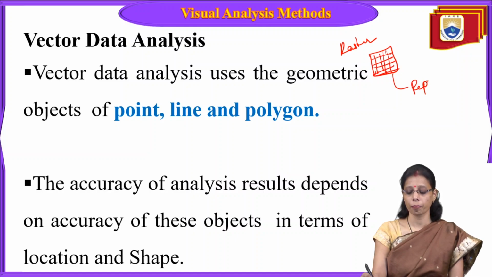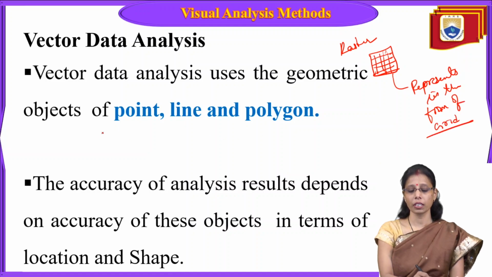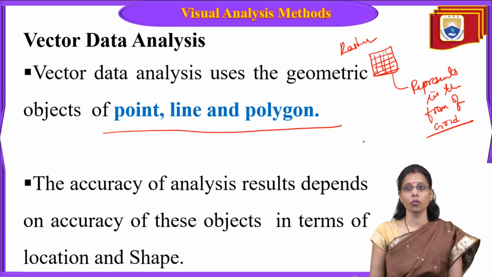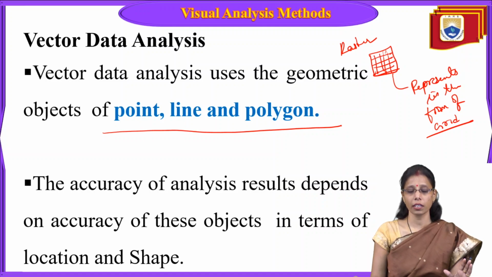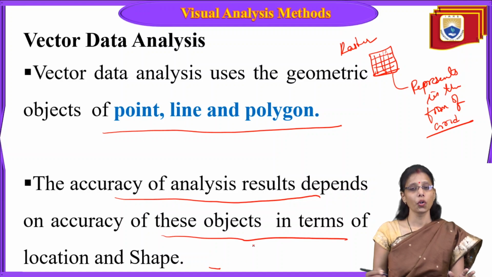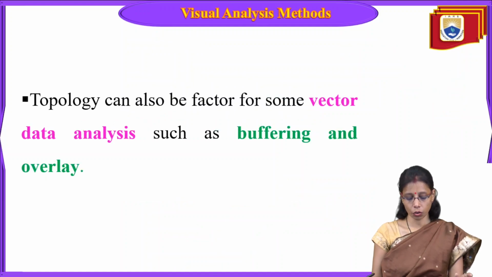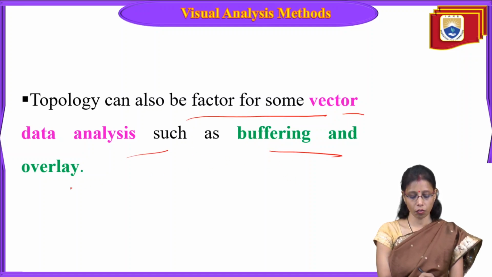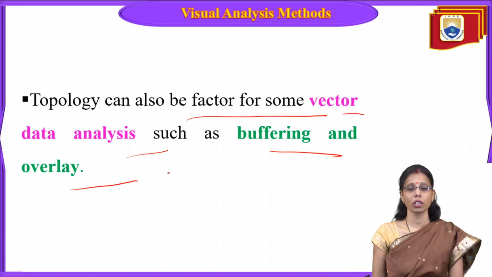So it represents data in the form of a grid, whereas the vector represents data in the form of point, line and polygon. When you go with vector data analysis, we are working with either point, line or polygon. The accuracy of the analysis results depends on the accuracy of these objects in terms of location and shape. Topology can also be a factor of vector data analysis, such as buffering and overlay. So we are working with point, line and polygon; these are the three types of features we are working with.